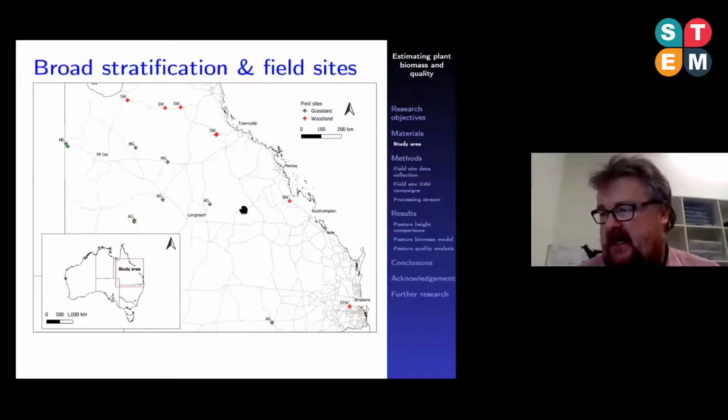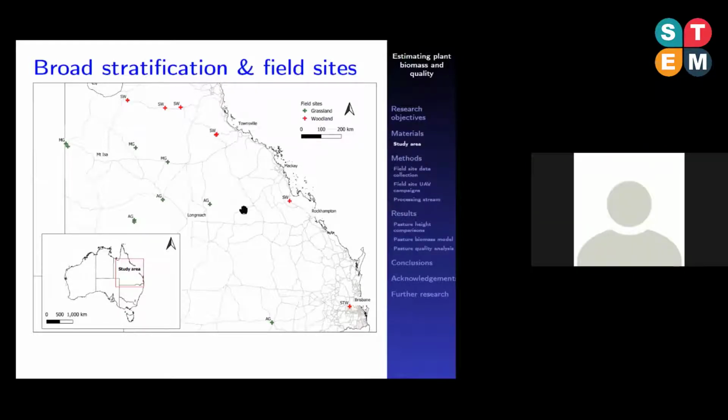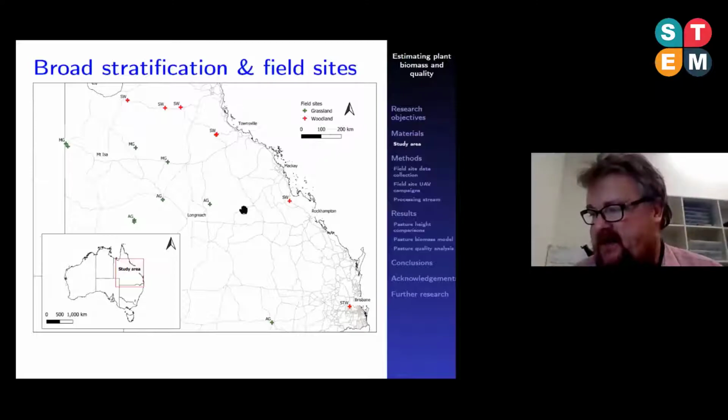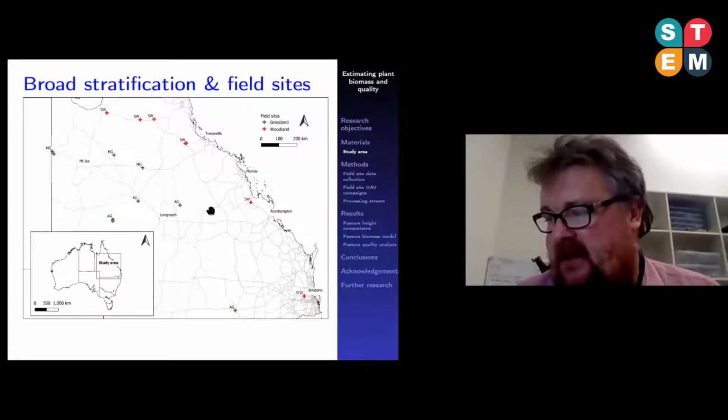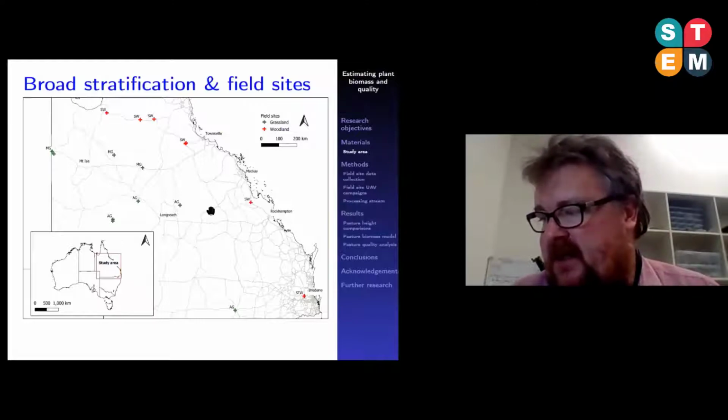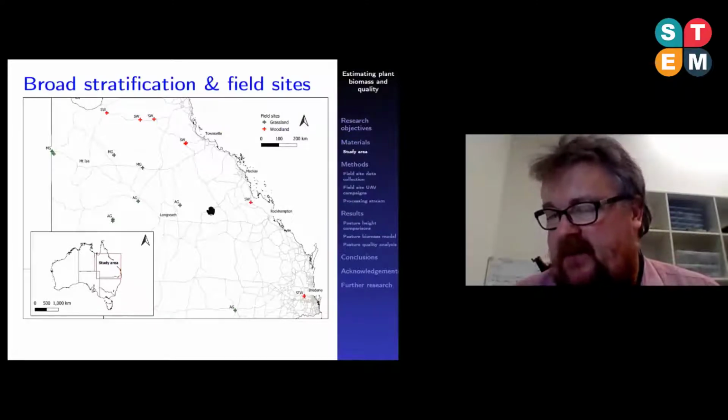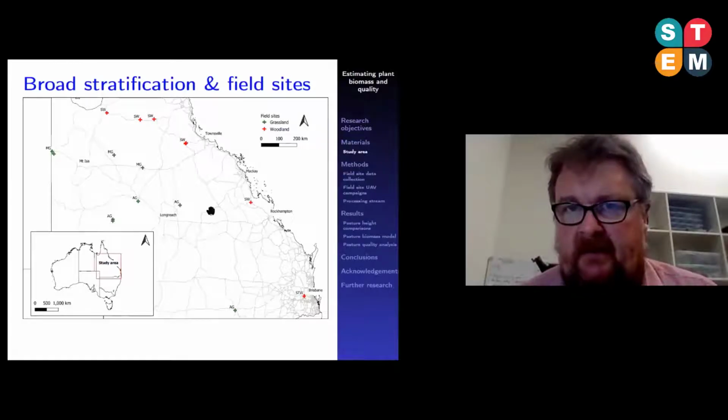We start with the study area. This is a broad stratification of both wooded and non-wooded landscapes that are further classified into arid and tussock or Mitchell grasslands and savanna and subtropical woodlands. A total of 19 sites across each land type and vegetation type were sampled.